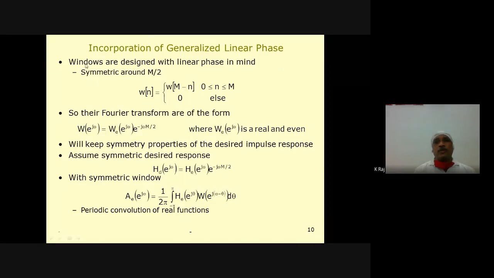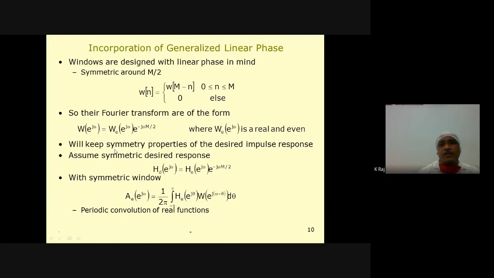If we use the windowing method, and windows are designed with linear phase in mind, that is symmetric about M by 2, then this window may be described by w[n] equal to w[M minus n] for n lying between 0 and capital M, otherwise equal to 0. So their Fourier transform may also be written as W(e to power j omega) equal to W_e(e to power j omega) shifted by e to power minus j omega M by 2. Now the Fourier transform signal will lie on both sides around M by 2.